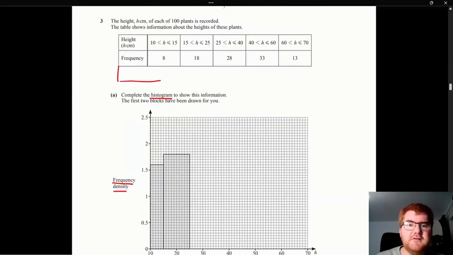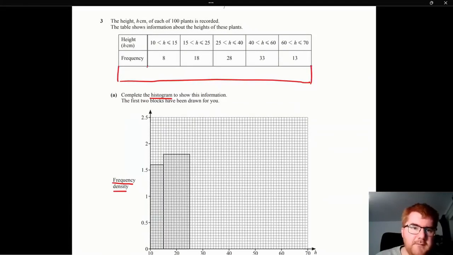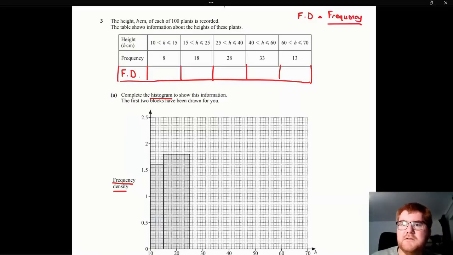The easiest way of doing this is creating yourself an extra row, and we need to work out the frequency density. The way that we do that, and remember this formula for FD, frequency density equals the frequency divided by class width. To keep that in mind here. So how do we do that? Well, we've got an 8 here. The width here between 10 and 15 is 5. So we do 8 divided by 5. Again, we use our calculator to get the answer of 1.6.